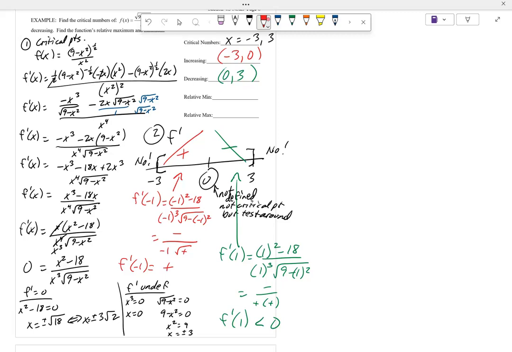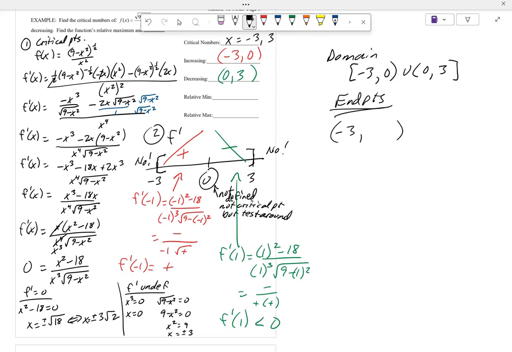Because we have a vertical asymptote at 0, it's not defined in the original function. Now the question is, because this domain is restricted to -3 to 0, then there's a break, and then 0 to 3, I really should check my endpoints. So I really should check what's the value at -3 and what's the value at 3.